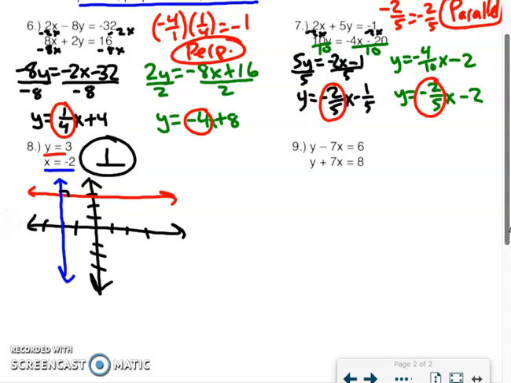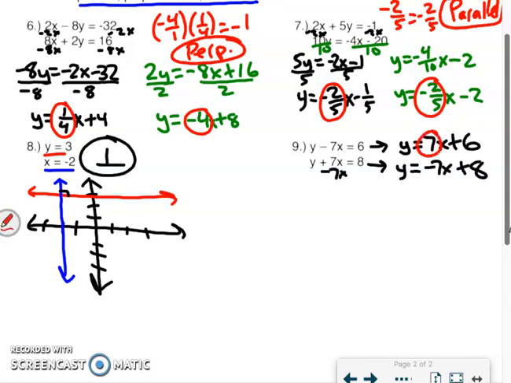Okay. Last one, the y's are almost all by themselves. This one would turn into, once you add 7x to both sides, y equals 7x plus 6. This one would turn into y equals, this time we're subtracting 7x from both sides, so negative 7x plus 8. 7 and negative 7 are not the same. They do not multiply to negative 1, which means they're not opposite reciprocal. This one is a neither problem.